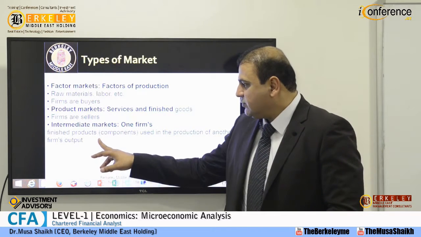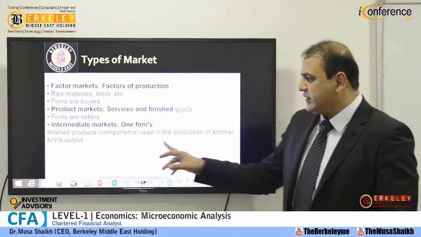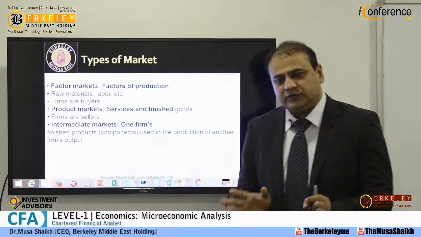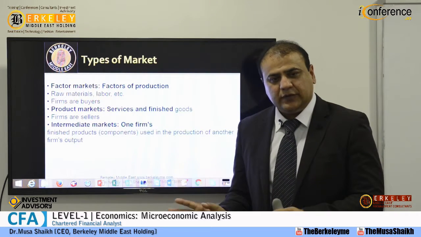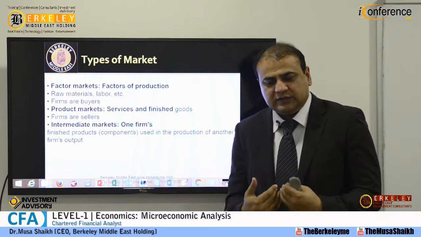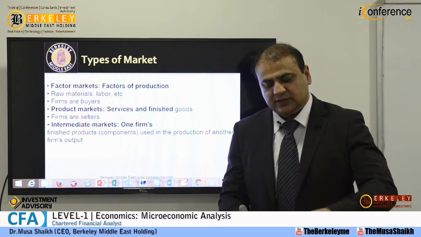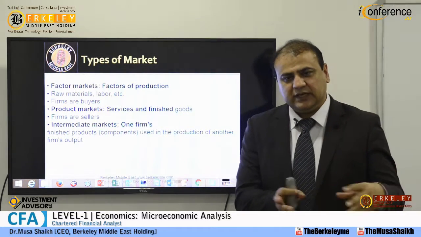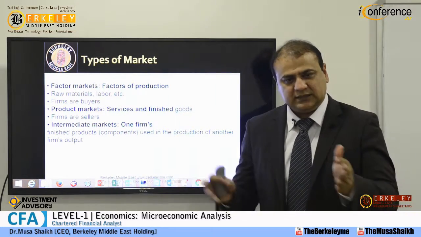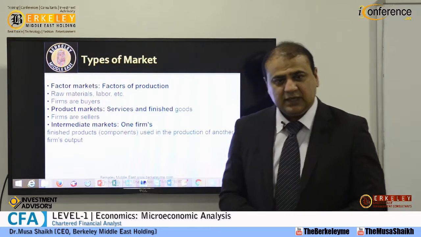Intermediate markets are where firms finish product components used in the production of another firm's output. So for example, I make one component which I will sell to you, you will manufacture something, and you will sell it to someone else. So this one process might take 5 or 6 hands in terms of buying and selling. That will create economic activity in general.